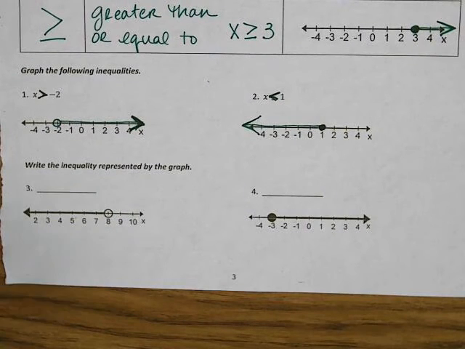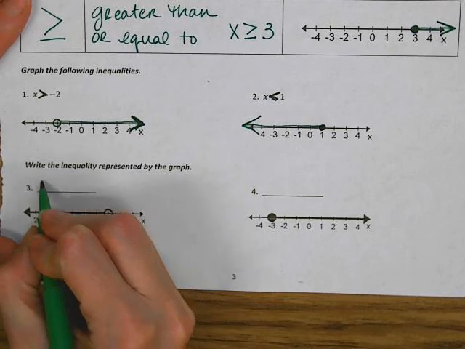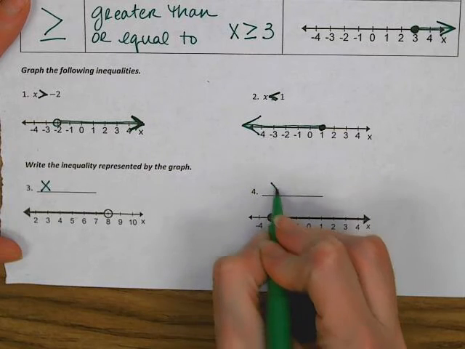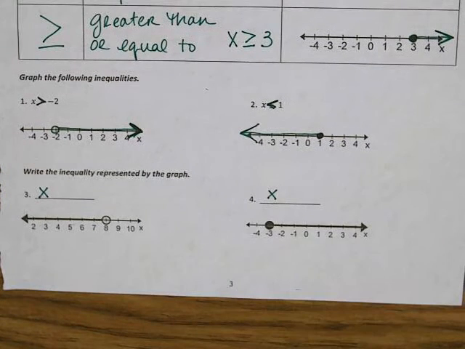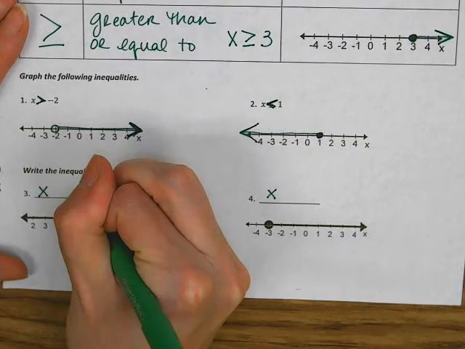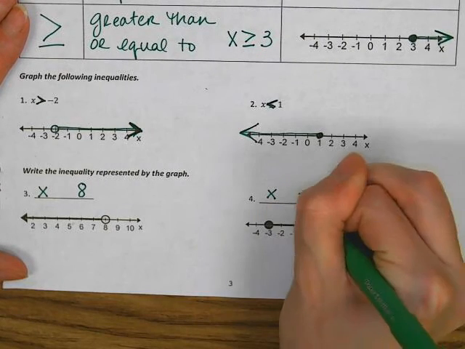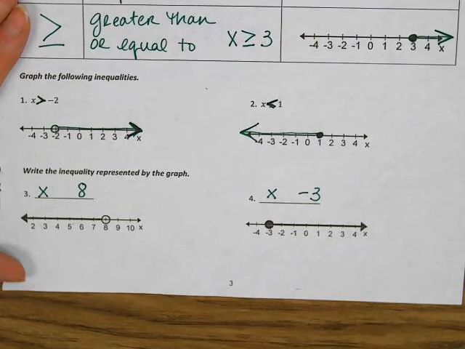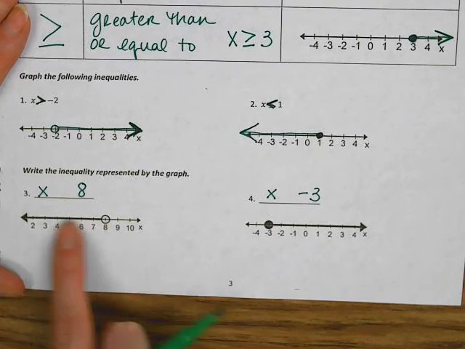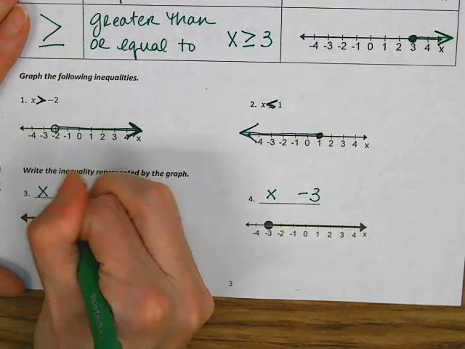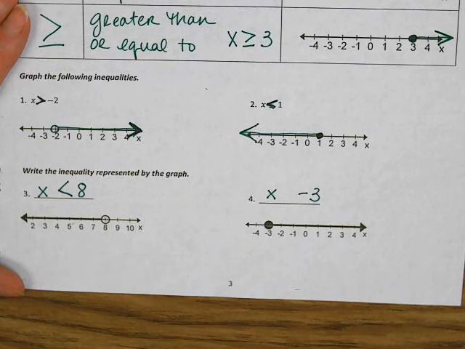And then 3 and 4 are opposite. If I give you a graph, can you write the inequality? So you're always going to start by writing x. I mean, you guys can put whatever letter you want, but I'm just going to do x. And then we need to write the number and the symbol. Okay, so this one's at 8, so I'm going to put an 8. And this one is at -3, so I'm going to put a -3. Now this arrow is facing left, so I'm going to put a left or less than sign.